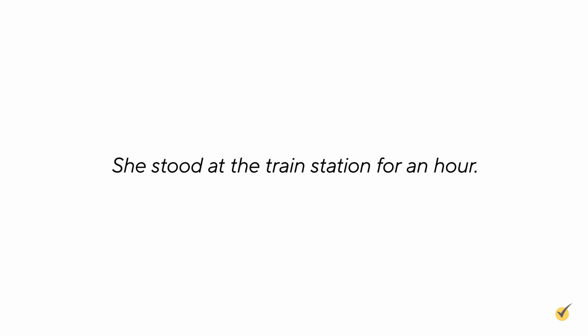Now take a look at this sentence. She stood at the train station for an hour. If you follow the steps we took for the last two examples, you should notice that this sentence does not have a direct object. There is no word that would answer the question, who or what is being stood. Remember, a sentence does not need to have an object for it to be a sentence. All it needs is a subject and a verb.